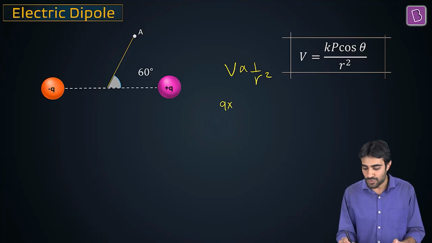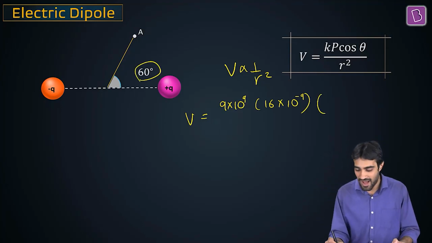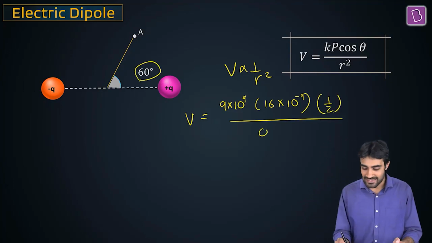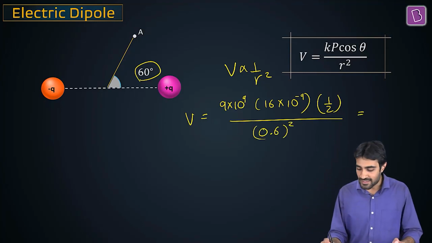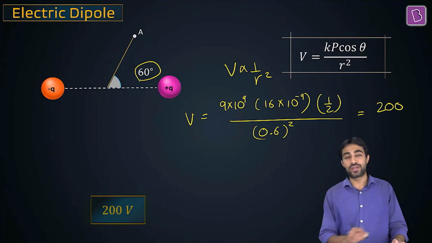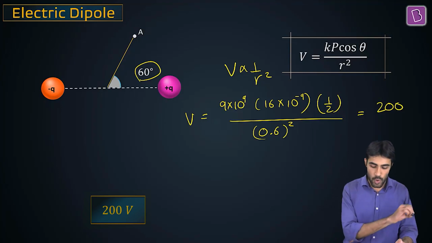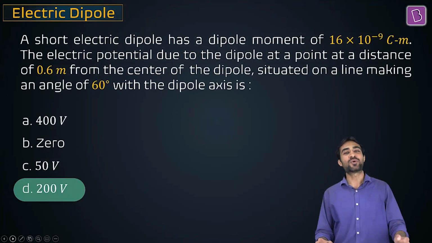K, we know, is 9 into 10 raised to power 9. And P, dipole moment in our question, was given to be 16 into 10 raised to power minus 9. And cos theta, cos of 60 degree. What is cos of 60 degree? It is half. Okay. Then we have R square. R was given in the question as 0.6 meters. So we have 0.6 square. Now we can just solve it and we will get 200 volts. So the final potential at point A is 200 volts, and we can go and mark option D as the right answer for our question.